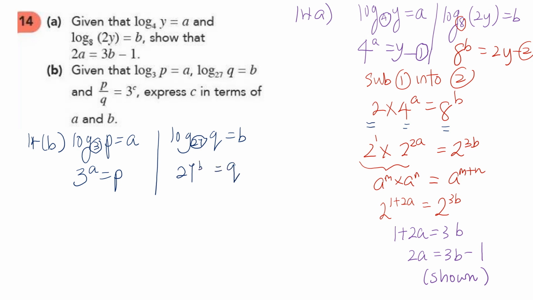Alright. So the question requires us to form an equation involving p and q. So we're going to take p divided by q, which is 3 to the power of a divided by 27 to the power of b, and that equals 3^c. Again, if you look at it, how are all these numbers connected to each other? Like 3, 3, 27. Yes, you can actually write 27 as 3 to the power of 3.